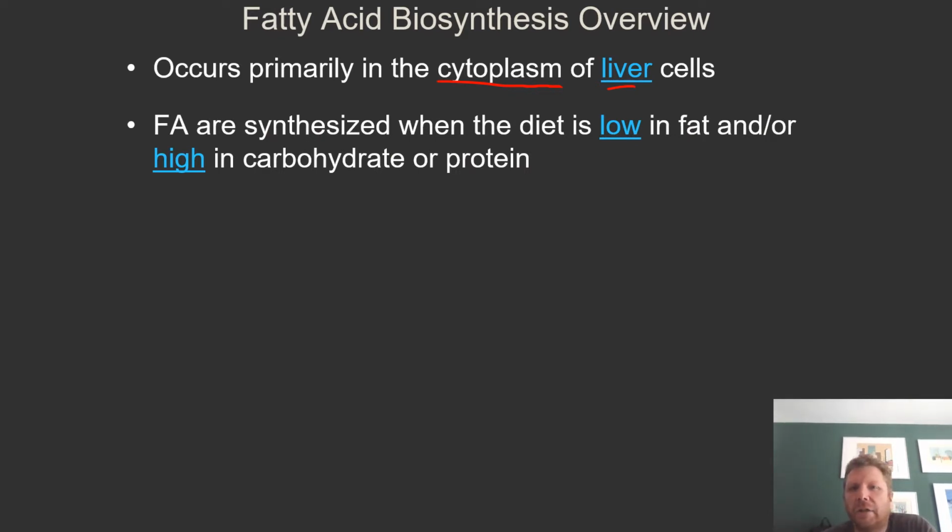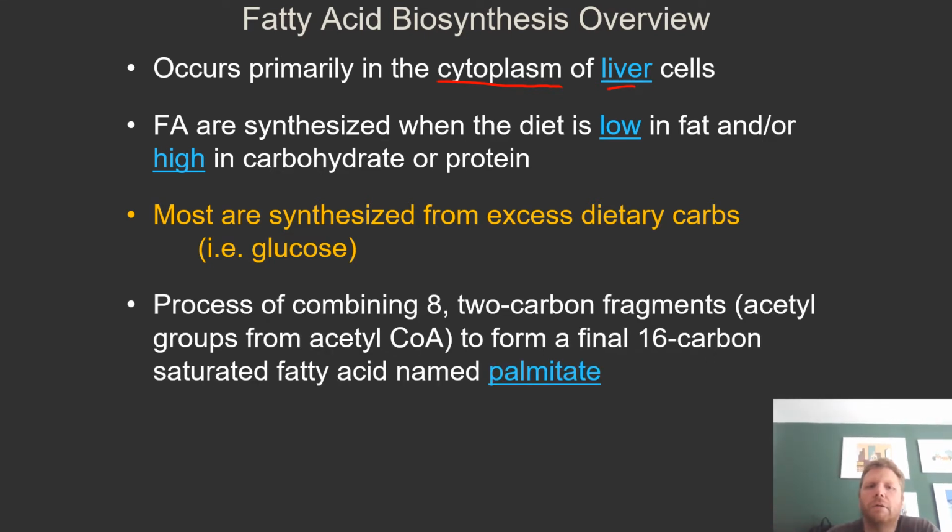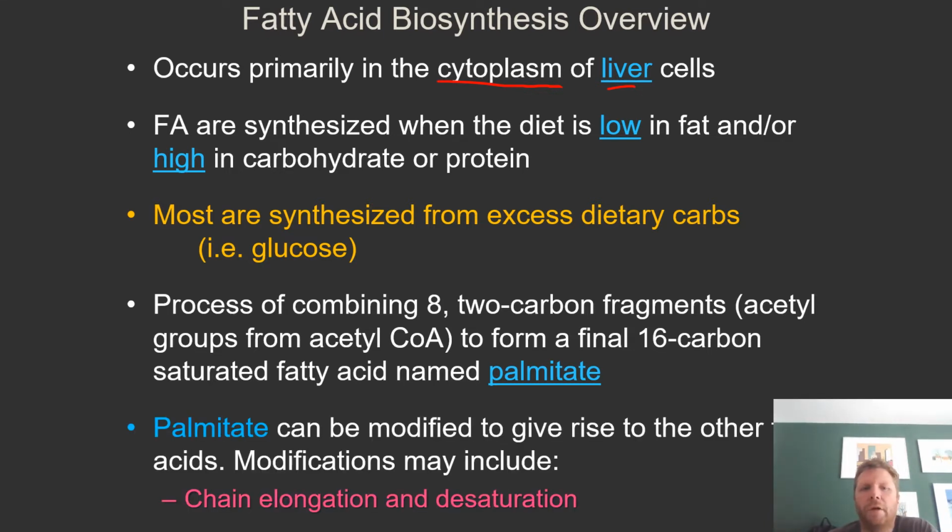Fatty acids are synthesized when the diet is low in fat and/or high in carbohydrate or protein. Most are synthesized from excess dietary carbs, for example, glucose. The process combines 8 2-carbon fragments, acetyl groups from acetyl CoA, to form a final 16-carbon fatty acid named palmitate. Palmitate can be modified to give rise to other fatty acids. The chain can be elongated, or it can be desaturated.